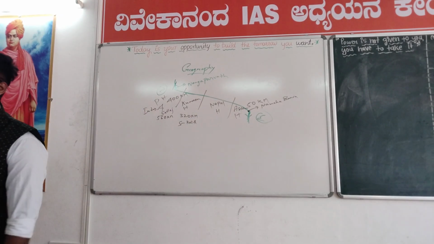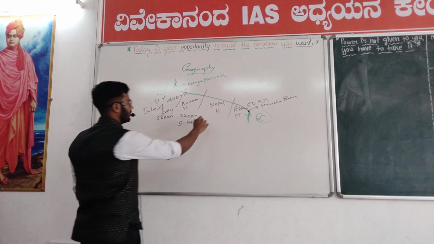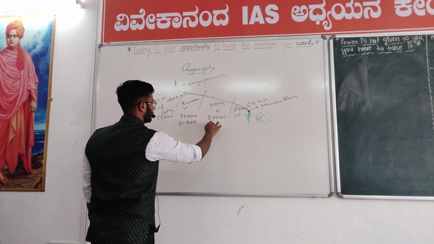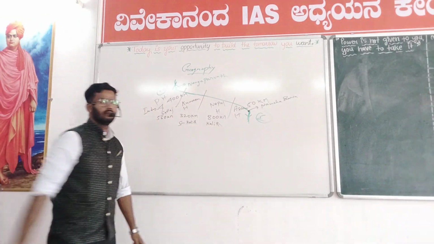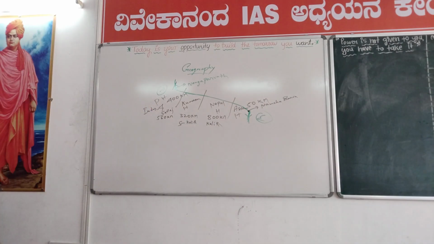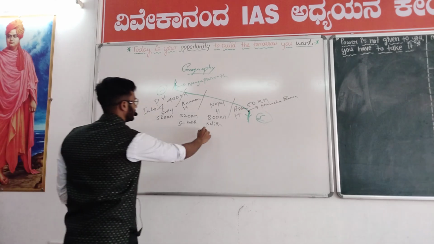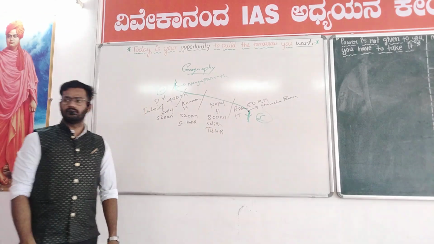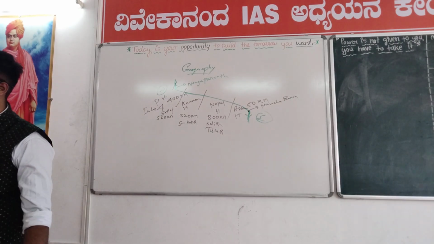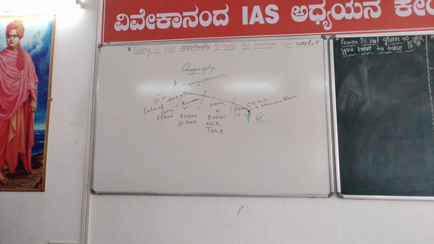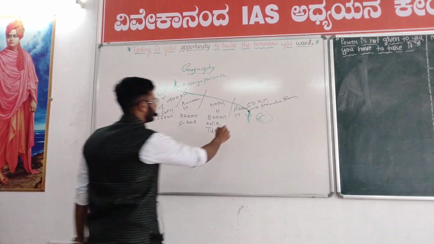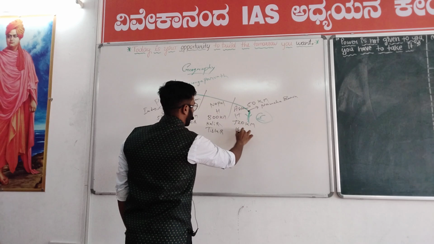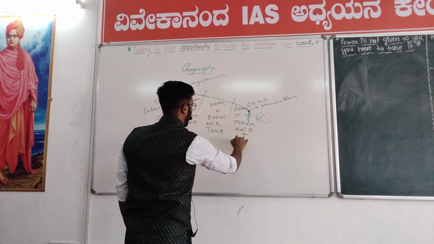Okay. Nepal Himalaya is 800 km in length. It is between Kali river and Tista river. Tista is in Sikkim. And Assam Himalaya, 720 km. It is between Tista river and Brahmaputra.